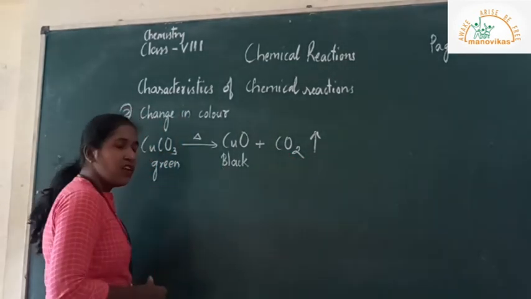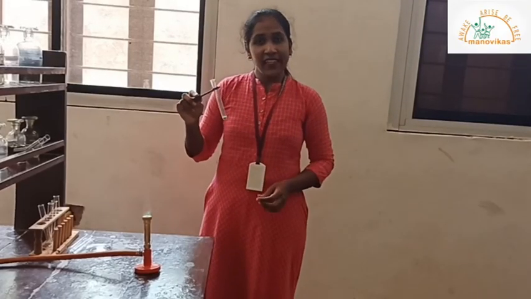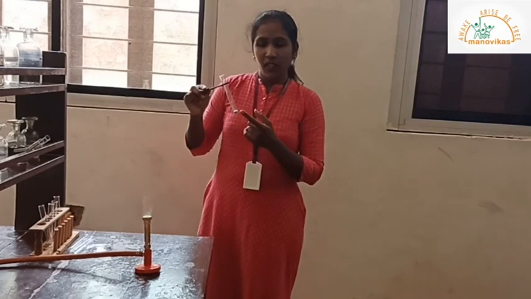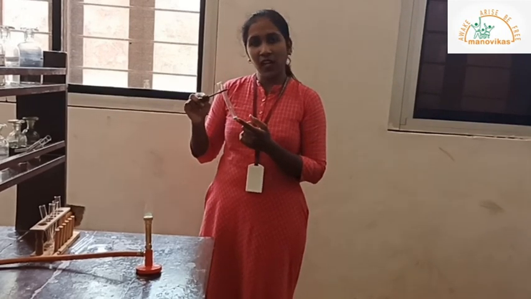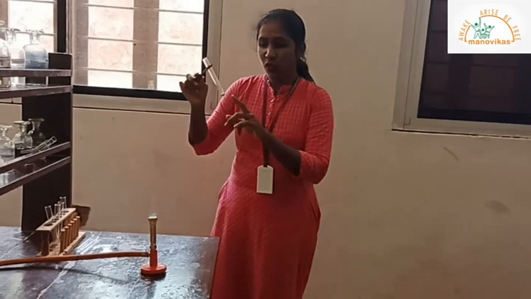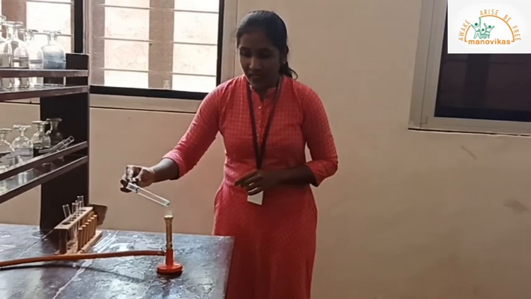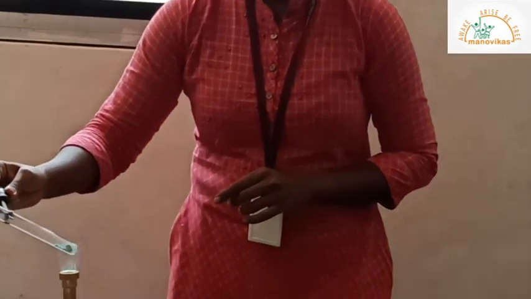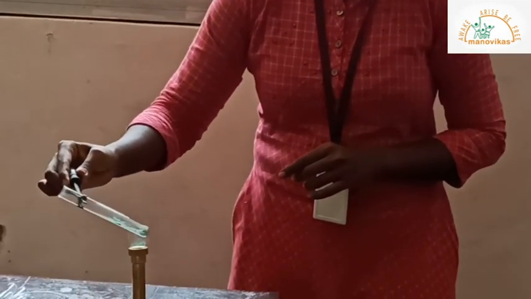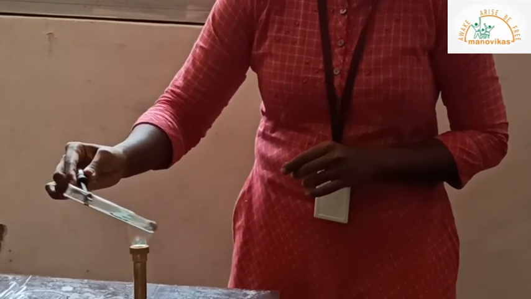So again, this we will check practically. Second characteristic, that is change in color. So in this I have taken copper carbonate, which has green color. Okay, so when I heat this copper carbonate, what is happening? This green color changes to black in color, wherein you get copper oxide.